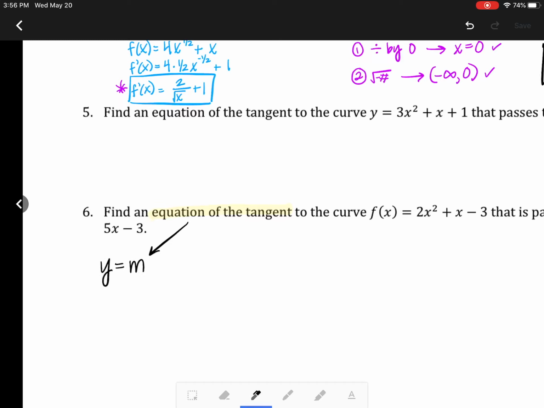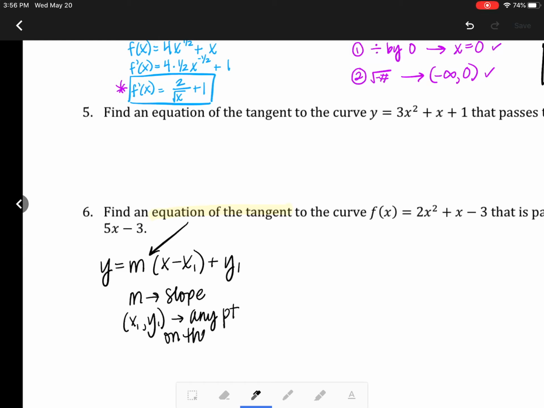Y equals m, that's the slope, x minus x1 plus y1. Remember, m is our slope, and x1 comma y1 is any point on the line. In this case, it'll be a point that's both on the line and in this function they've given us. So our goal here is to write an equation of a tangent line, which means we're going to need the slope and we're going to need some point x comma y.